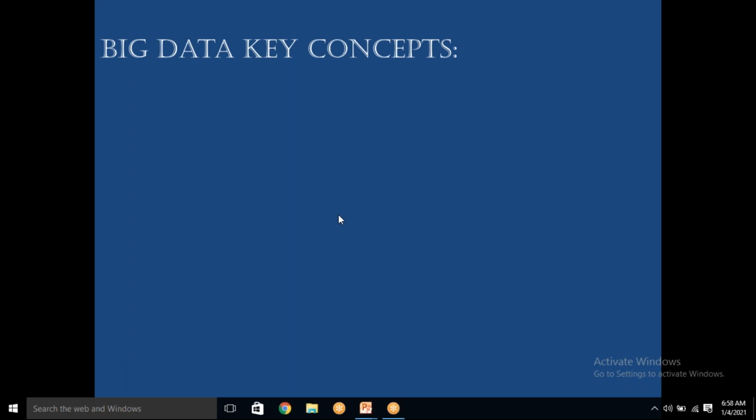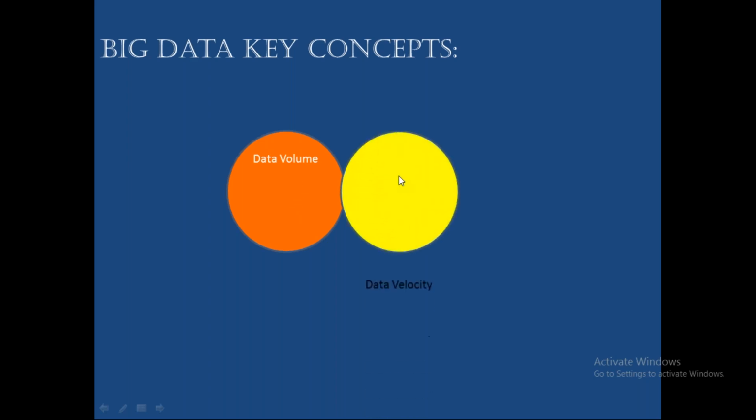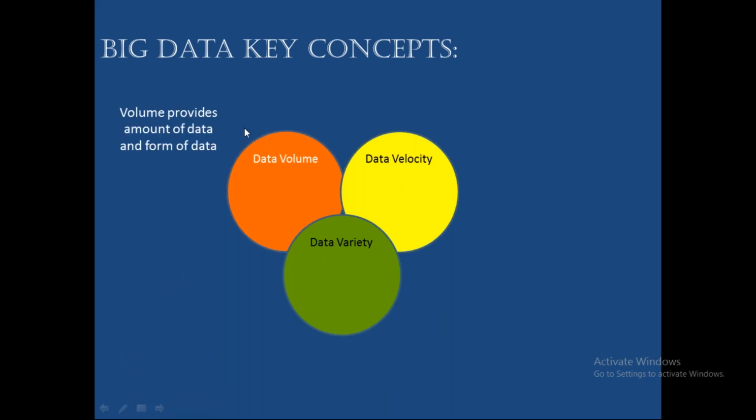The first key concepts we need to understand are data volume, data velocity, and data variety. These three concepts we need to understand. First is data volume. Volume provides the amount of data and the form of data.